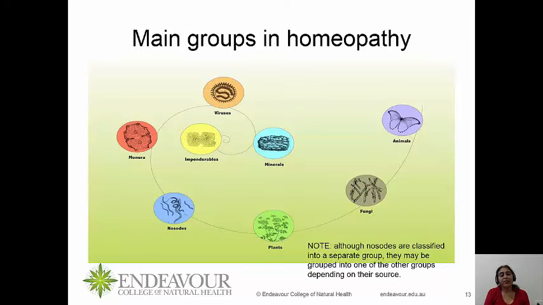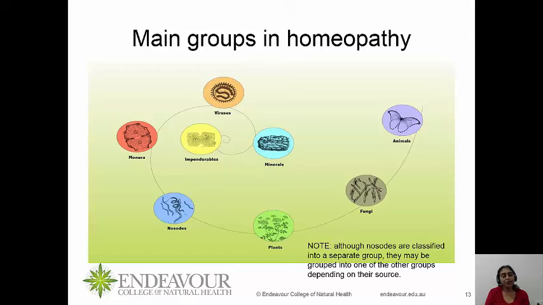Okay, so what are the main groups in homeopathy? You have the animals, plants, you have the fungi, you have the Monera. Monera is eubacteria. You have the virus, and from the inanimate or non-living, you have the minerals and the imponderables. And in this slide, you also have a separate group called the nosodes.